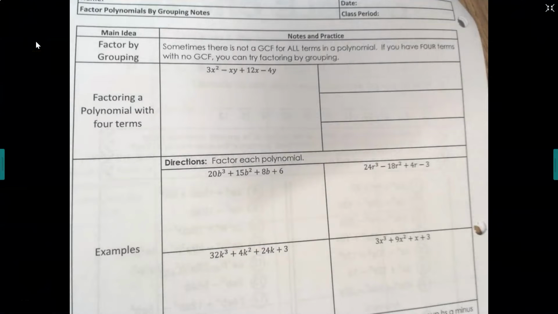Welcome to this video on factoring by grouping. By the end of this video, you should be able to rewrite a 4-term polynomial using the grouping method to factor.